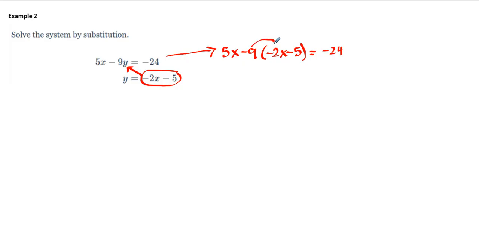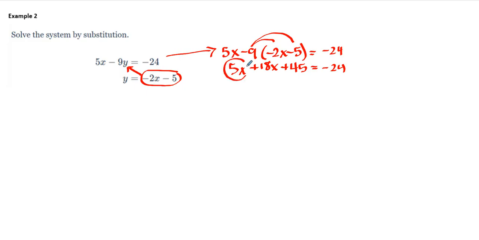After that, I'll distribute negative 9 to negative 2x to give me positive 18x. Distributing negative 9 a second time, and again, watch out for that. Some students still will forget to distribute to the second term. Negative 9 multiplied by negative 5 is positive 45. Don't forget to bring down the 5x at the beginning of the equation. Bring down your equal sign, bring down negative 24.